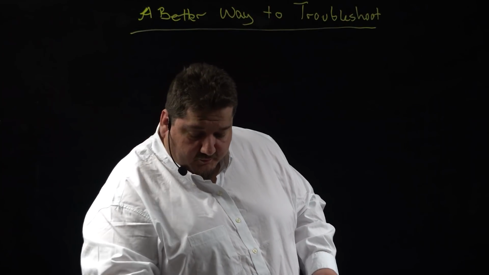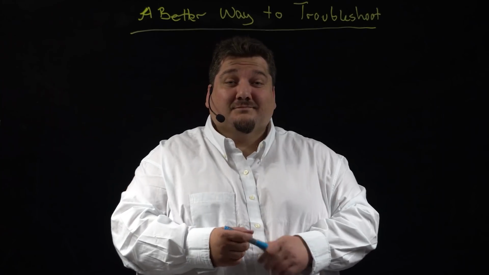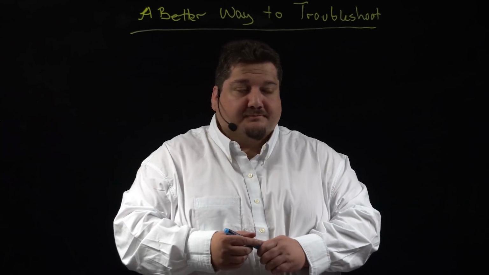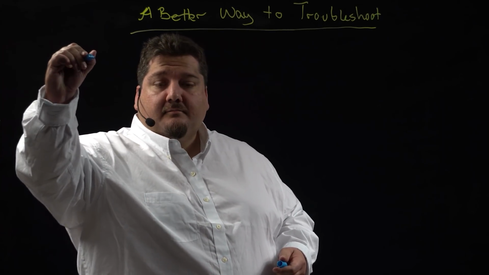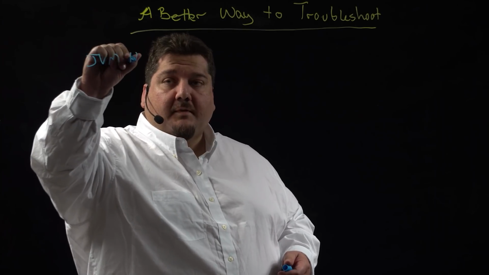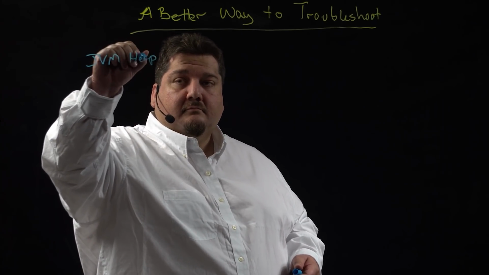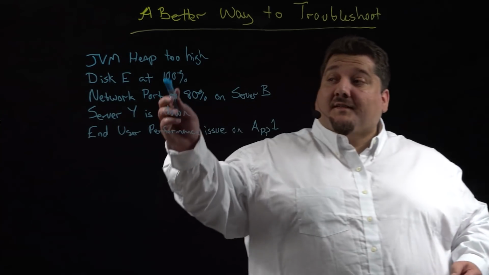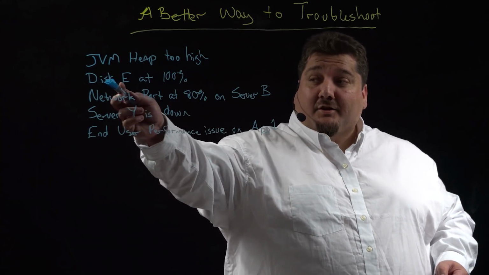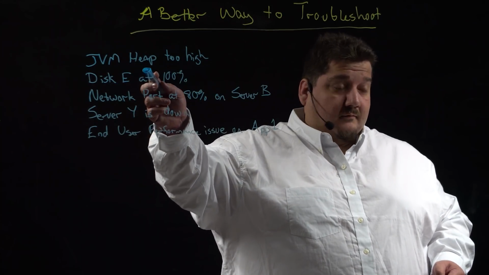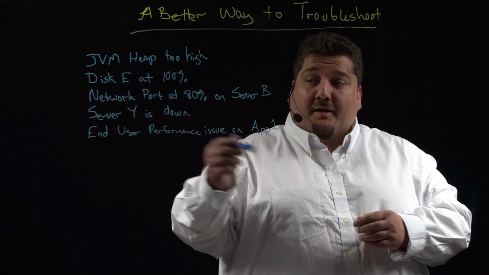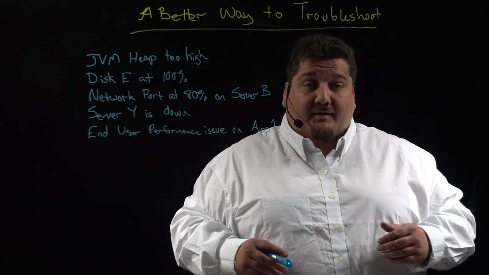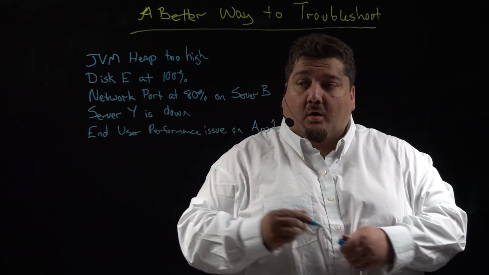All right, so now picture, if you will, you're inside of your NOC and the following events show up on your dashboard. We see that your JVM heap is just too high. Your disk E on server X is at 100%. Your network port's at 80% on server B. Server Y is just down completely. And you're experiencing end user performance issues on application 1.